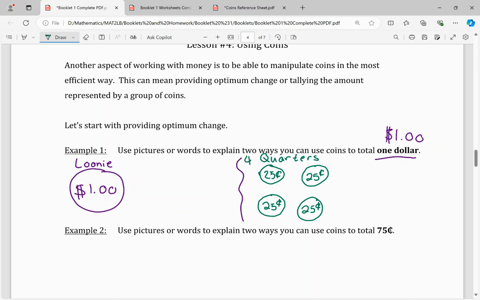Now, there are many other ways that you could answer this question, right? You could use dimes or you could use nickels. Like I said, you could even use 100 pennies if you really wanted to. It would just be less convenient.